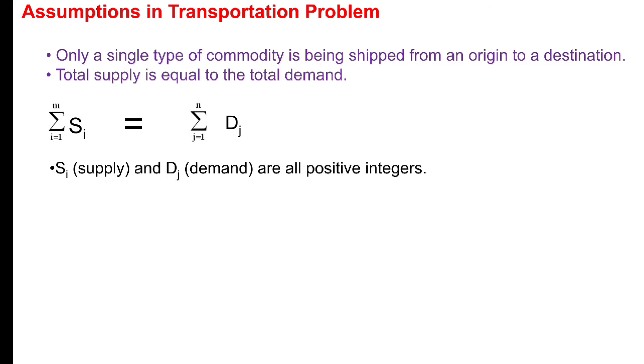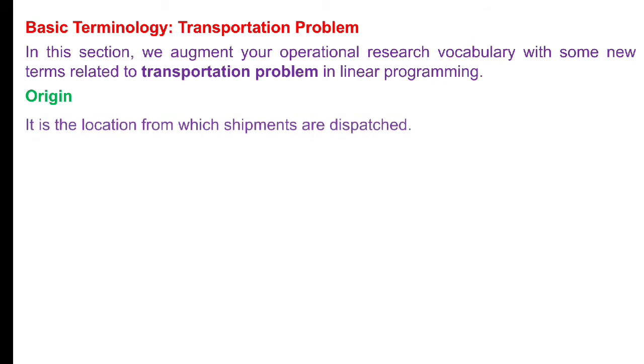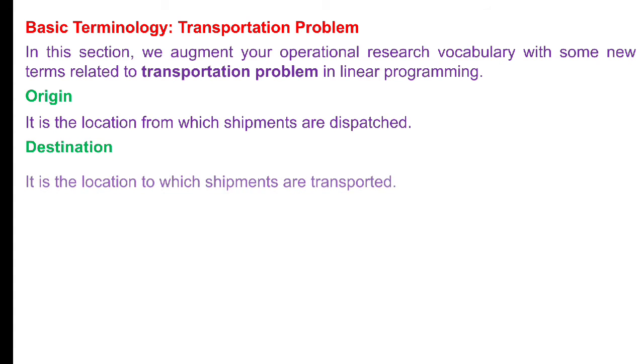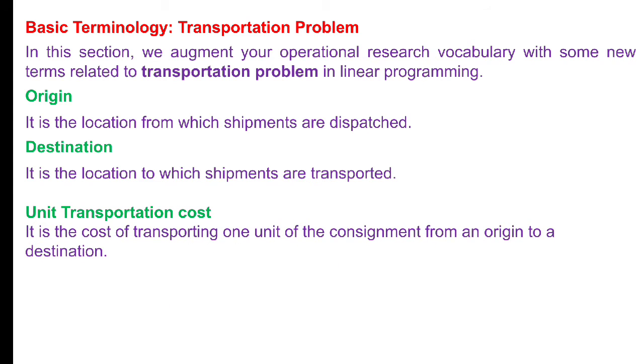Basic terminology. What other words will be used for the transportation problem? Operations research vocabulary with some new terms related to the transportation problem in linear programming. Origin: it is a location from which shipments are dispatched. Destination: it is a location to which shipments are transported. Unit transportation cost: what is the cost of shipping from one place to another? It is the cost of transporting one unit of the consignment from an origin to a destination.